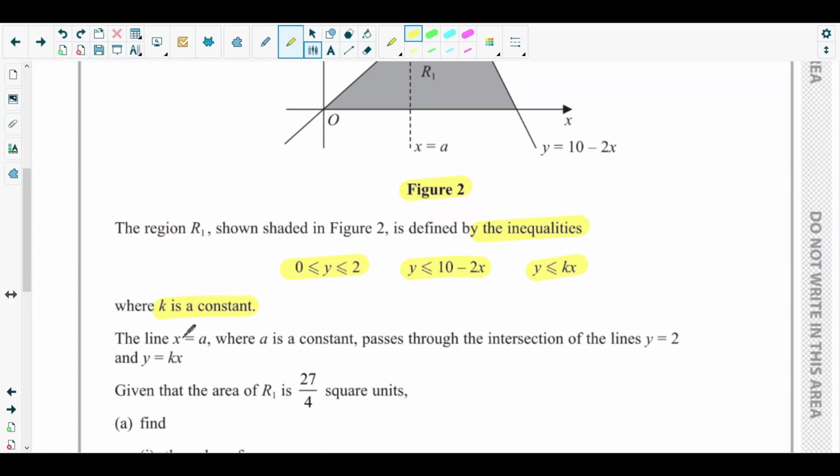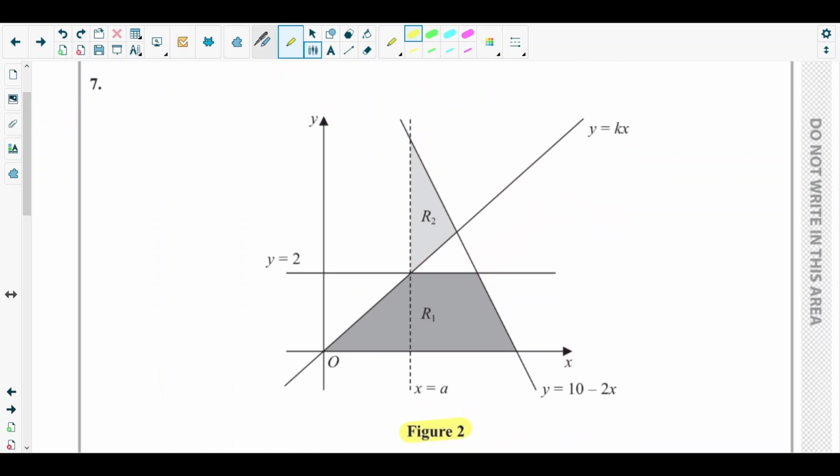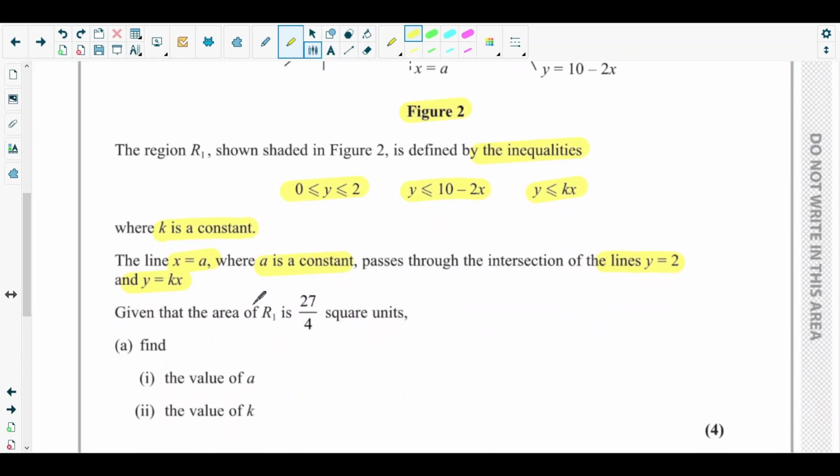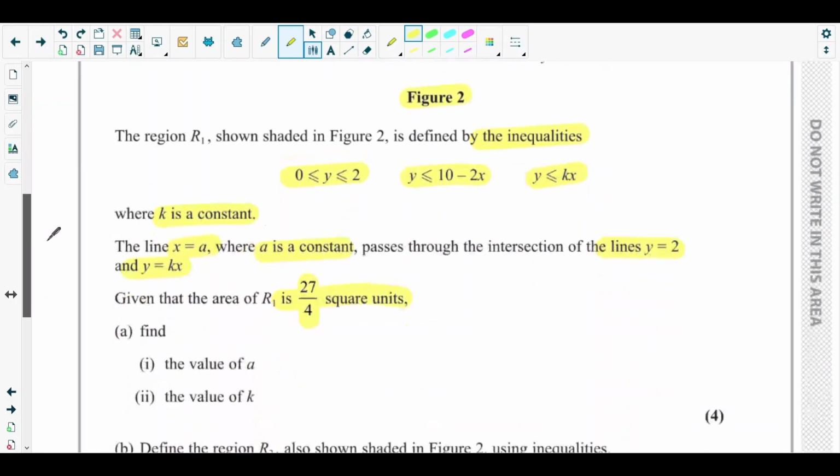The line x equals a, where a is a constant, passes through the intersection of the lines y equals 2 and y equals kx. If you see the vertical line x equals a, it intersects the horizontal line y equals 2, and also the line y equals 10 minus 2x, and also the line y equals kx. So it intersects all three lines. Given that the area of R1 is 27/4 square units, the area of region R1 is given.